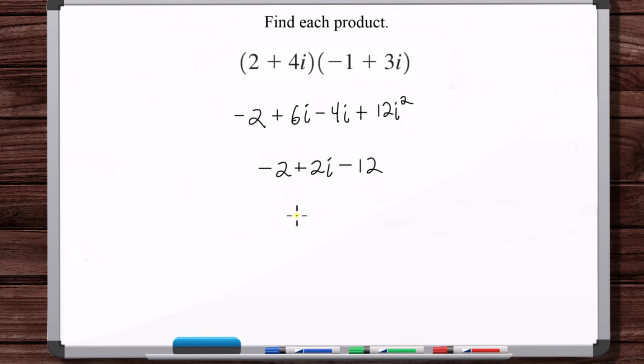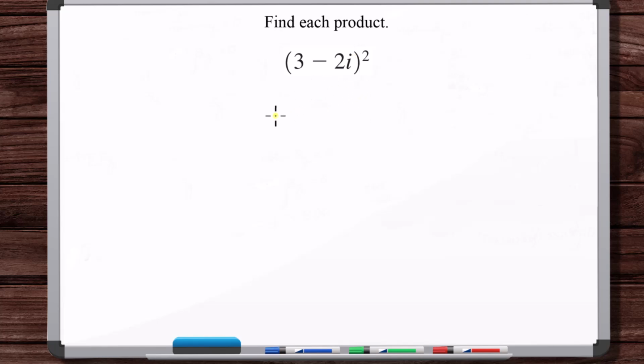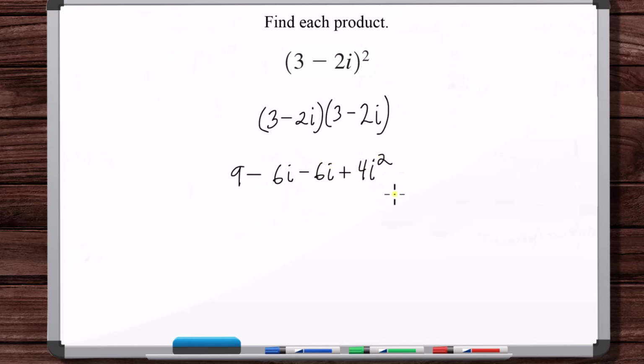i squared is minus 1, so minus 2 minus 12. There we go. Okay. 3 minus 2i squared. We just multiply this out. No big deal. 9 minus 6i minus 6i plus 4i squared. Okay, so 9 minus 12i minus 4, 5 minus 12i.